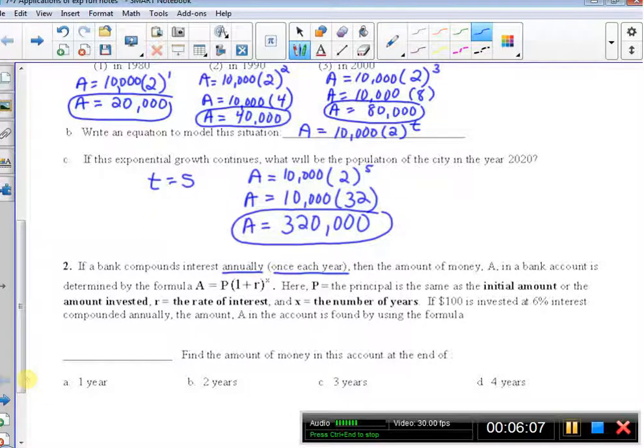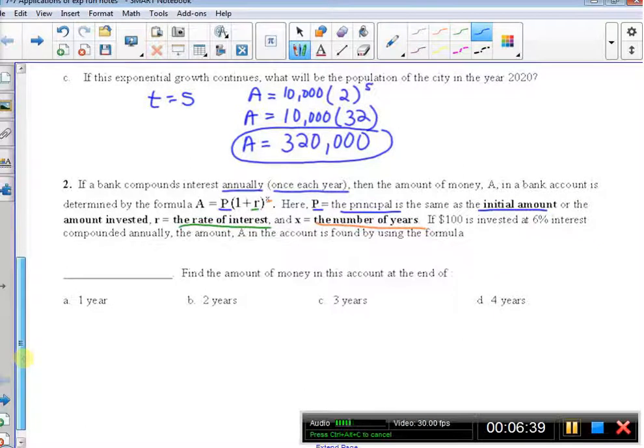So here in this formula, P is called the principal, same as the initial amount from above. Or it's basically the amount invested. R is the rate. And X is the number of years. All right, and P is the principal, which is the same as that initial amount, okay? So, if we take $100 and it's invested at 6% interest compounded annually, so that means once each year.